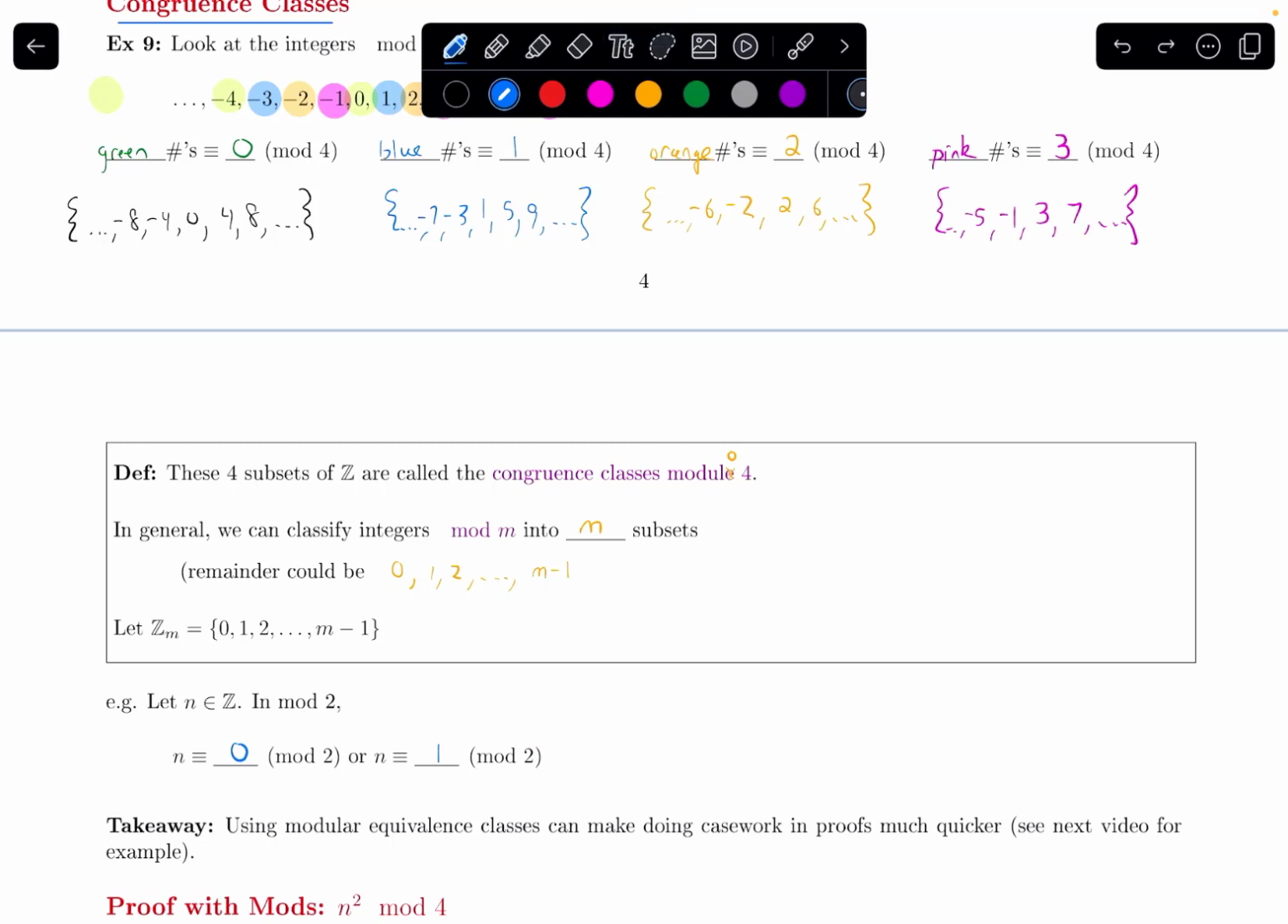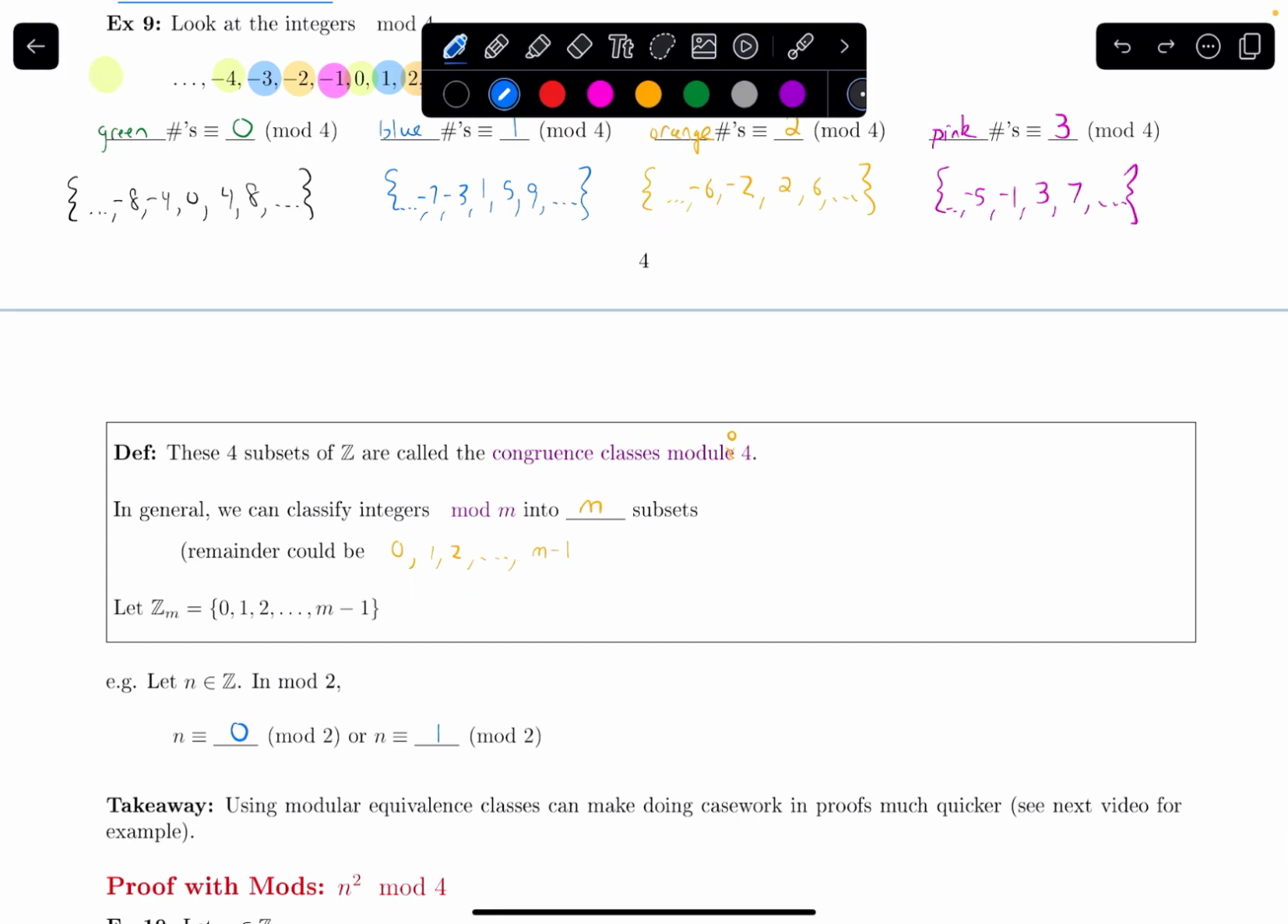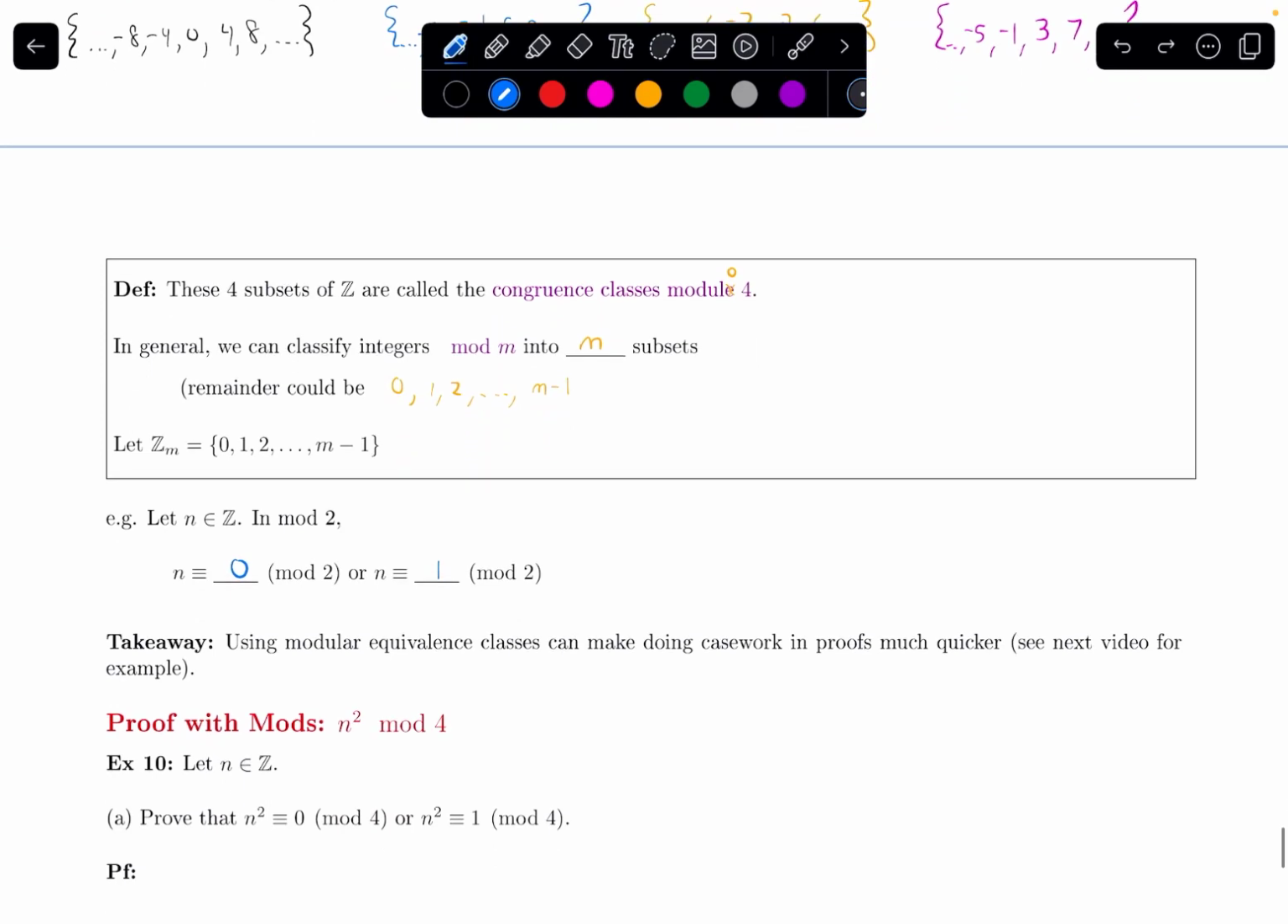One of the takeaways from this is that using these modular equivalence classes can make doing casework in proofs much quicker. And in the next video, we will take a look at an example where we use this.